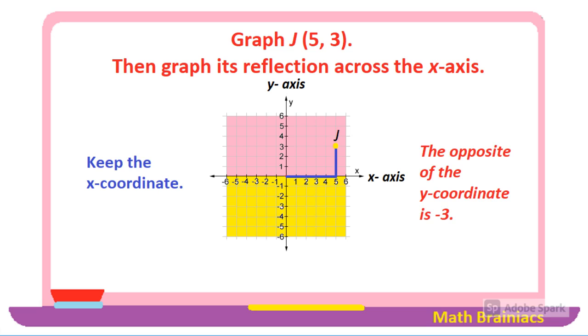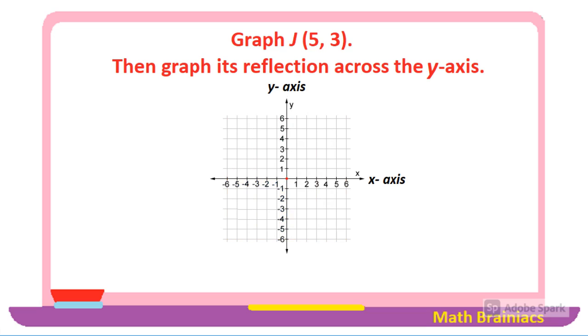Accordingly, we are going to get the opposite of the y-coordinate. The opposite of 3 is negative 3. Therefore, we will move 3 units down. And the reflection of point J (5, 3) is (5, -3). It is easy, right? If the reflection is across the x-axis, we keep the x-coordinate and take the opposite of the y-coordinate.